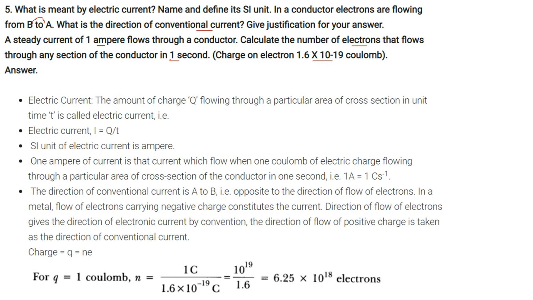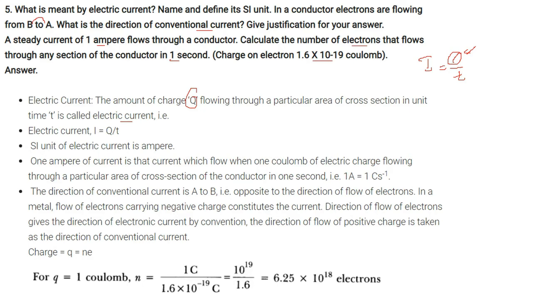First of all, the electric current. The electric current is what? I is the rate of flow of charge, so Q by T. Rate means division by T. So Q by T: the amount of charge Q flowing through a particular area of cross section in unit time T is called the electric current. So electric current I is equal to Q by T.